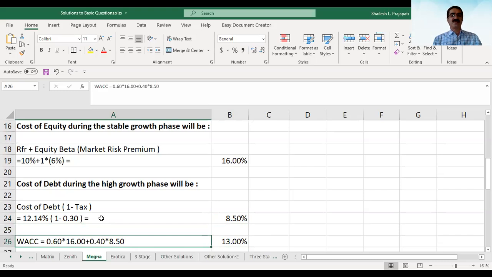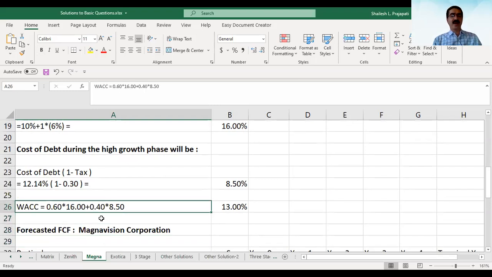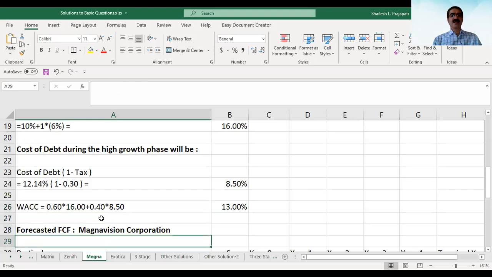We have been told that the debt equity ratio is 2:3. So equity and debt, if you divide, it comes to 0.60 into equity and 0.40 into debt. If you do 2 divided by 5, it is 0.40. Debt equity 2:3. Debt is 2 and equity is 3. So 2 by 5 is 0.4 and 3 by 5 is 0.6.